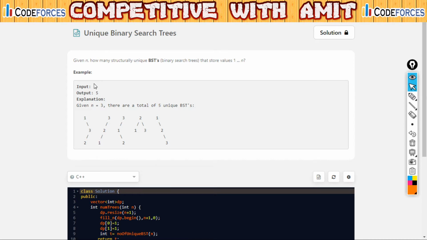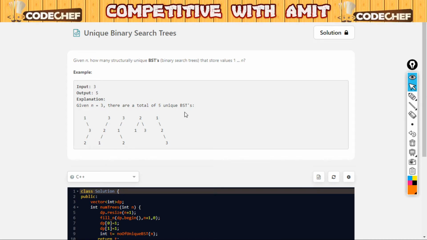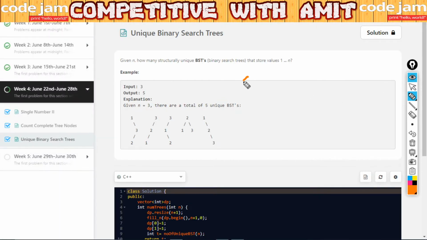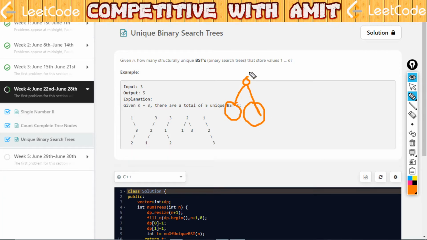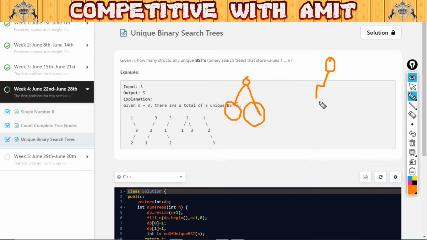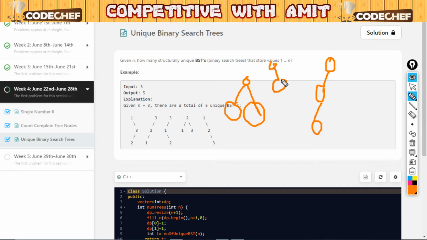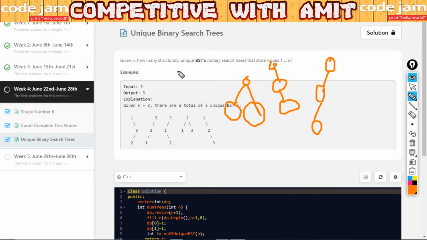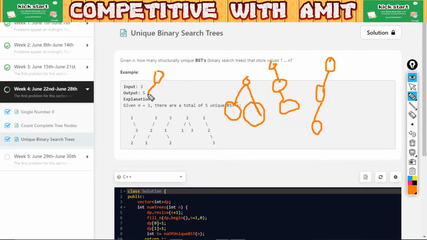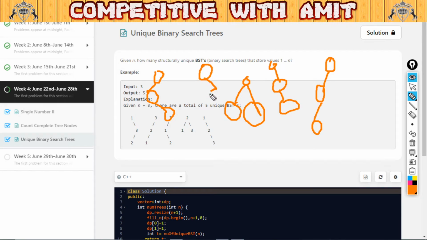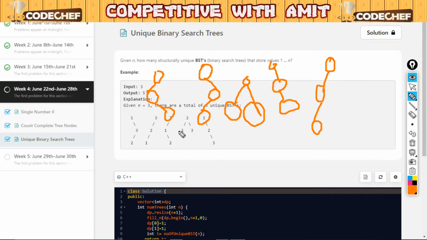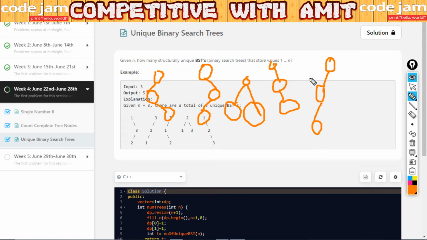Suppose we have to count for n equals 3, what are all the possible combinations? If we put one node here, one here, one here, this is the first combination. The second combination is this one. Third is this one. Fourth is this one. And the fifth is this one. So there are 5 combinations for n equals 3: first, second, third, fourth and fifth.